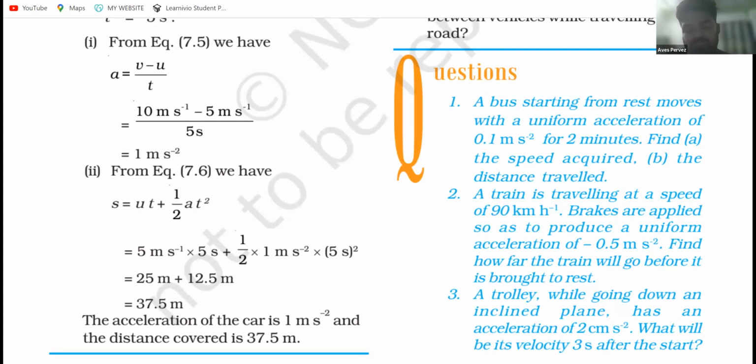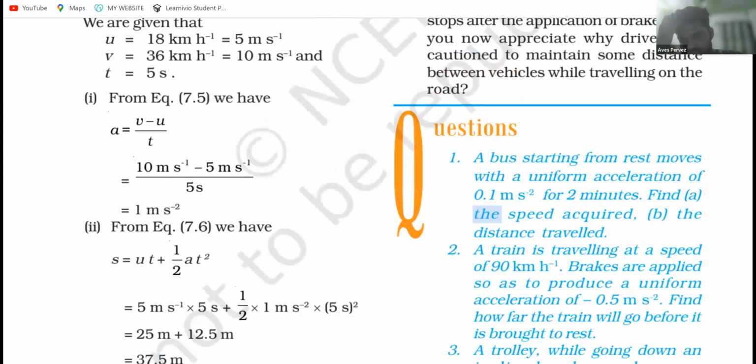Sir, got it. You got it? Yes, sir. 625 meters. Same answer, Maisa? Yes. 625 meters. Avni, you done? Yes, sir. This is a simple question. Have you converted 90 kilometer per hour into meter per second? Yes, sir. It's 25 meters per second.